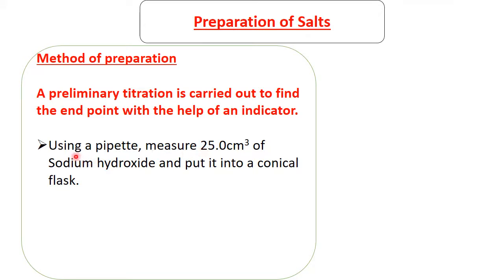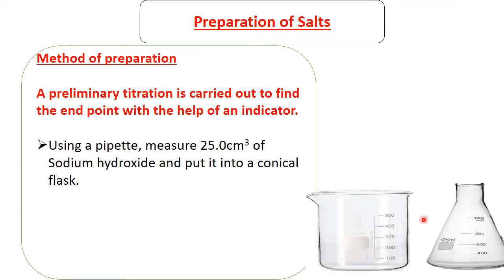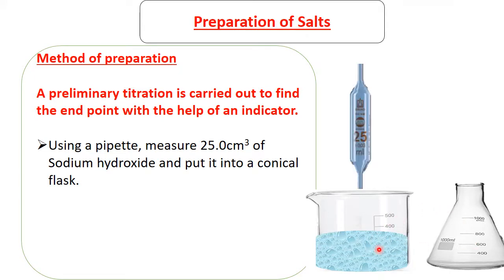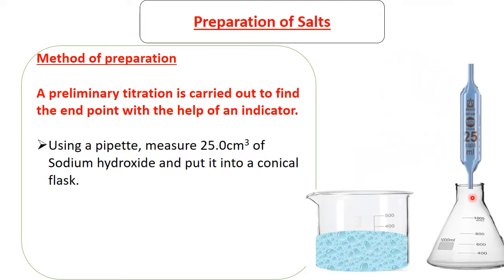So now maybe you can understand: using a pipette, measure 25 centimeters cubed of sodium hydroxide. What this means is, let's say we have a conical flask here where we want to put our sodium hydroxide. Then we have a beaker here which has our sodium hydroxide. So we want to transfer this sodium hydroxide into this. We get our pipette, we suck the 25 centimeters cubed, this is 25 milliliters. Once we suck, we put our index finger, then we transfer to here. Then we remove the index finger, and we pour the 25 centimeters cubed of sodium hydroxide here.